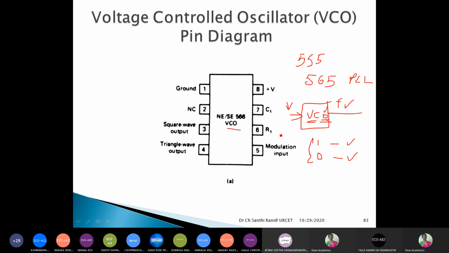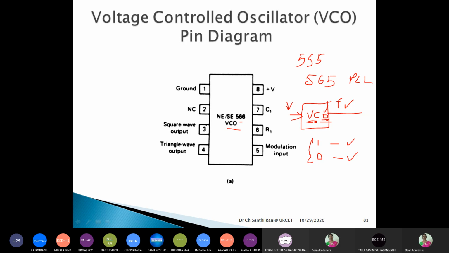Now if you observe this pin diagram, when we talk about any IC, we study its pin diagram, block diagram, then its electrical characteristics. Similarly, let us see the pin diagram of this 566 IC. It is an 8-pin IC.